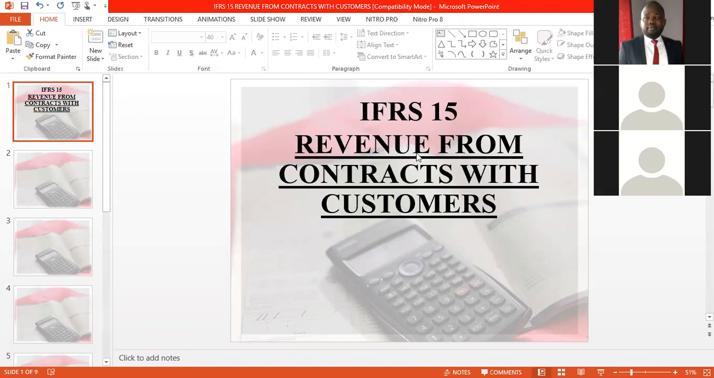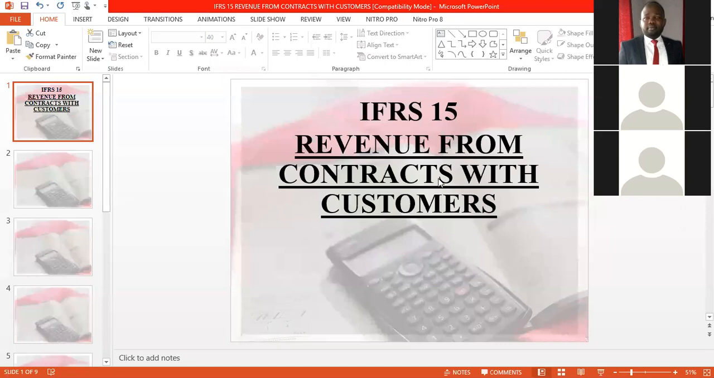So IFRS 15, and remember yesterday when I was leaving the class, I said that IFRS 15 is a combination of two old standards. Previously, there was a standard called IAS 18. IAS 18 used to talk of revenue. Actually, IAS 18 used to be the shortest standard. And then there was IAS 11. IAS 11 used to talk of construction contracts. So IAS 11 was combined with IAS 18 to give us a new standard, which is called IFRS 15.